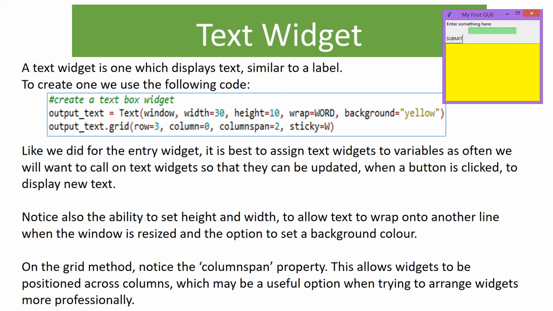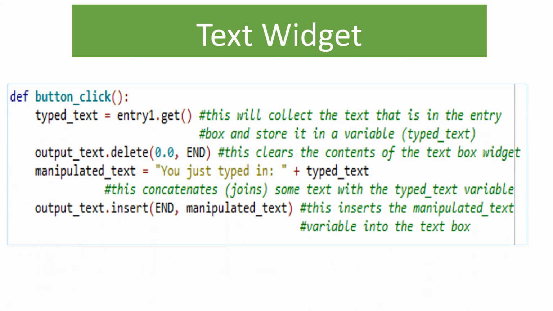Another example is a text widget. It does exactly what you'd expect it to do, similar to a label, but it gives us an area for some text. You can see the code here. Try this in your code. Now I left a large space for my text so that I could output some text when the button is clicked on. So you can see here I've chosen a new variable name called manipulated text and put that to what you've just typed in and collected from the input field. I've then inserted that into my text box.